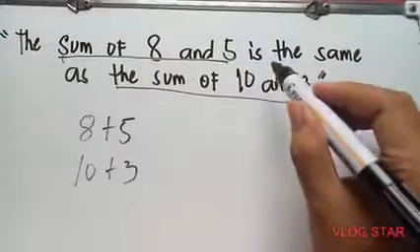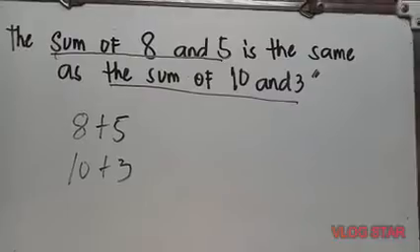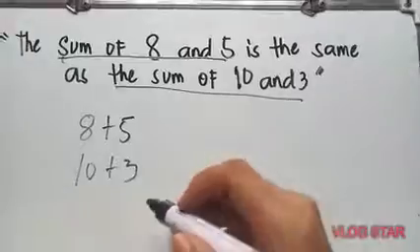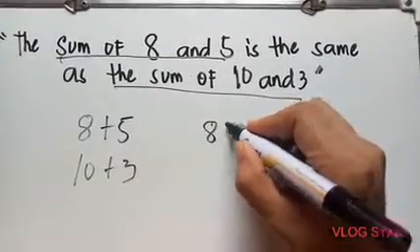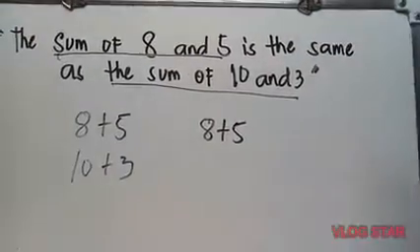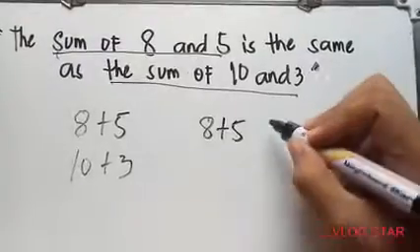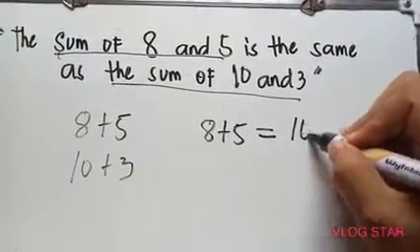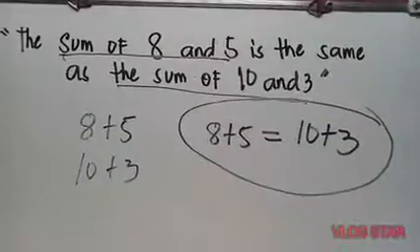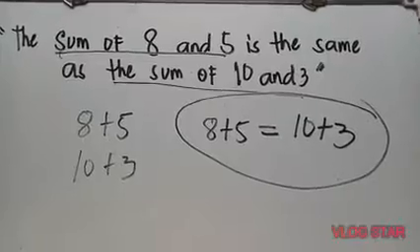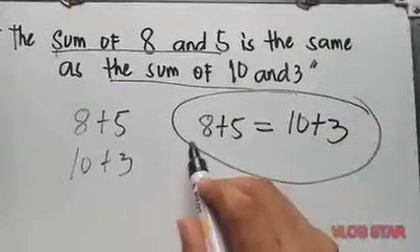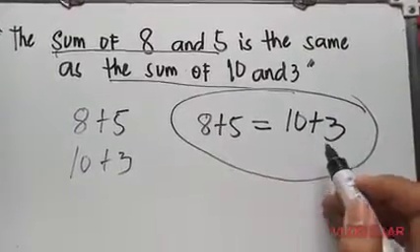Since there is an equality phrase between these two algebraic expressions, we can write it as 8 plus 5, the same as, that is synonymous to equal, 10 plus 3. So this is the algebraic equation of the word sentence, the sum of 8 and 5 is the same as the sum of 10 and 3. 8 plus 5 is equal to 10 plus 3.